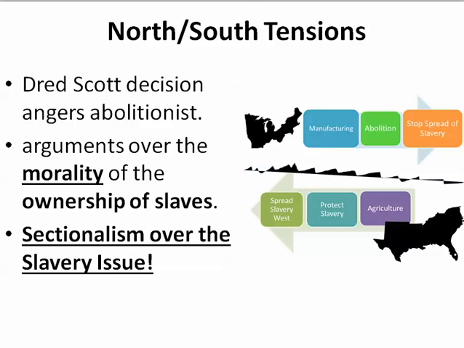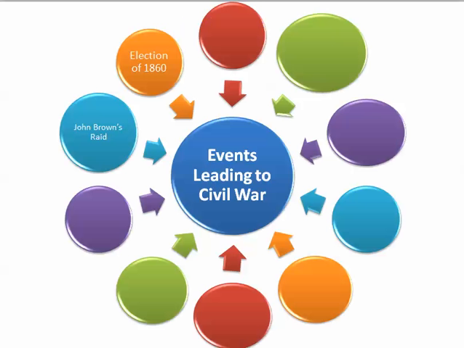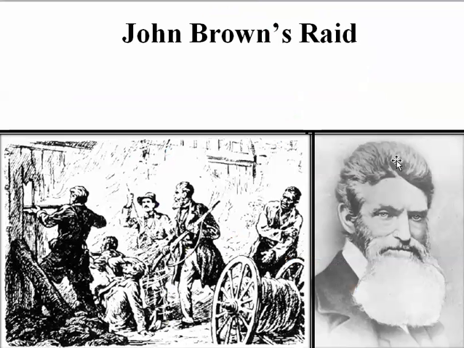Okay. Now let's turn our attention to John Brown's raid. So we finished with the Dred Scott decision. Now we're going to focus on John Brown's raid of Harpers Ferry, Virginia as an event leading to a civil war, or as a cause that's going to cause a civil war. Here's John Brown here, the same John Brown that he and his 4 sons killed 5 slave owners on Pottawatomie Creek. This is John Brown.